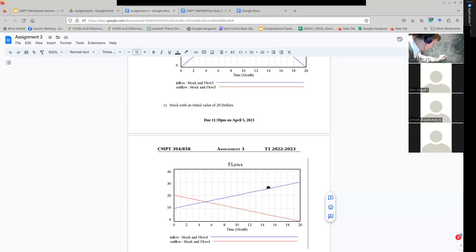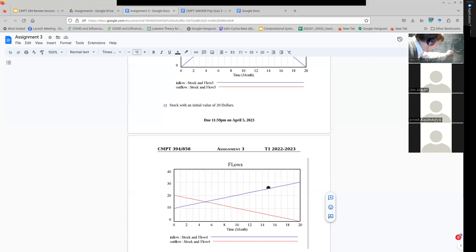It's not going to be going up linearly. Linearly would be if inflow minus outflow were constant. If inflow minus outflow were five, it will be going up by $5 per month. The amount in the account will be going up by $5 per month. Instead, it's going up faster and faster.